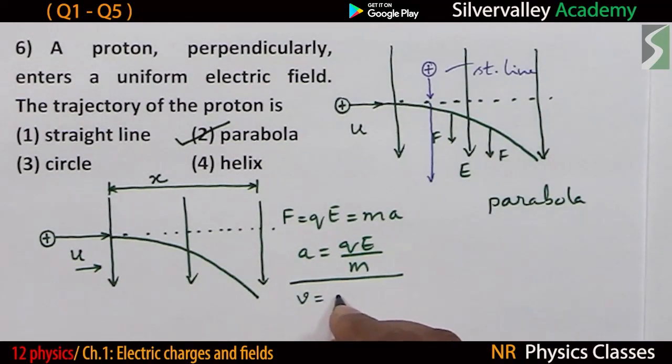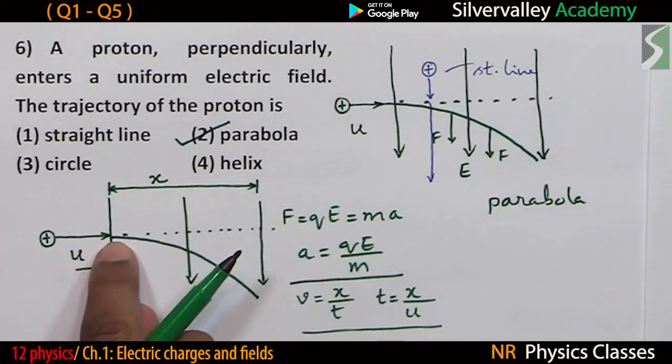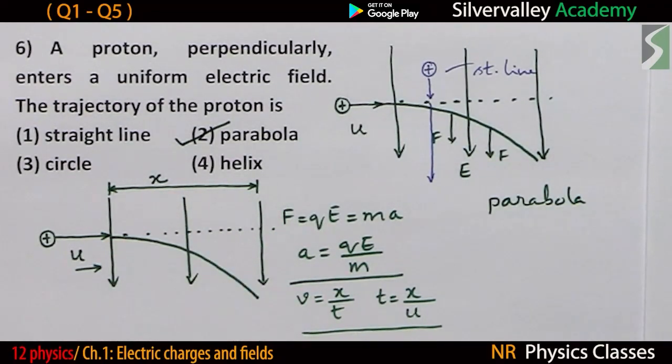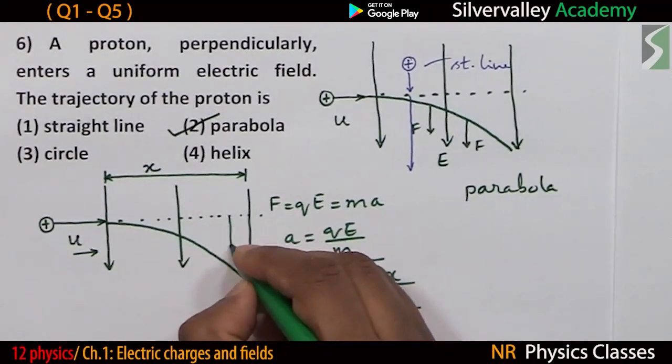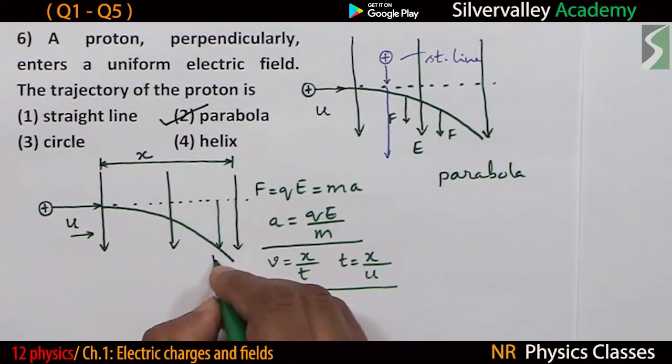Speed equal to distance by time. So time equal to distance by speed. Speed is u. Okay, speed is u. So we got the expression for time during which the proton covers displacement x in the horizontal direction. Fine. Now, I want this displacement. This displacement is along y-axis, so let me denote it by y.